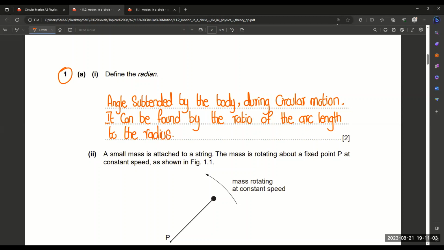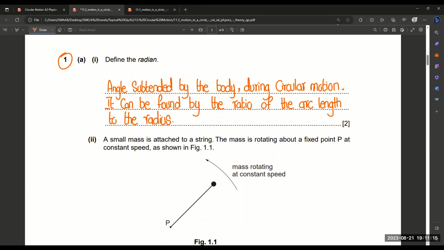Since the question is for 2 marks, we just define the concept and give the reference of how to find the value of the radian. Okay, if the question is for only 1 mark, you just define it conceptually: the angle subtended by the body during circular motion, and that angle is known as the radian. Okay. Now let's move towards the next part.